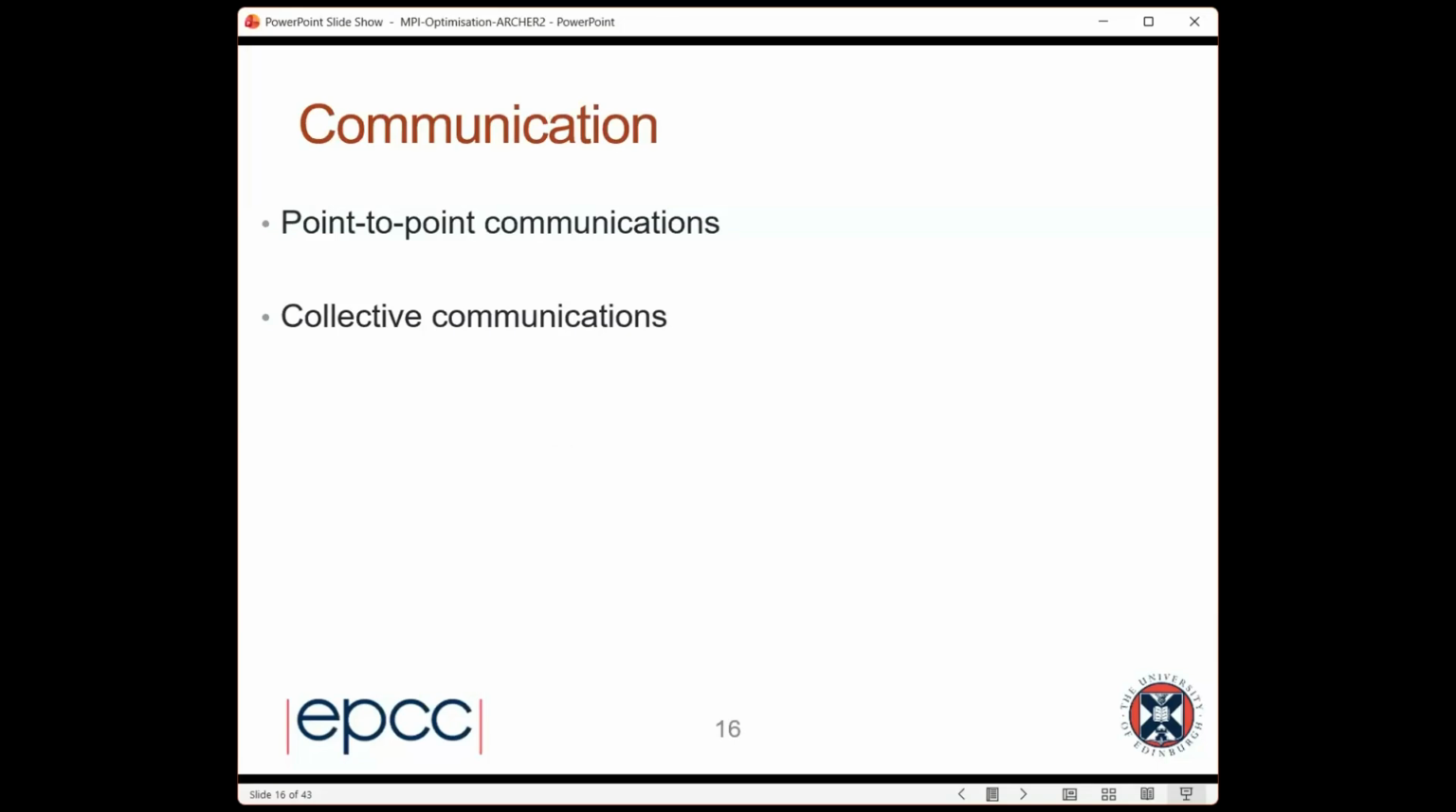So I'm going to talk a bit about the overheads inherent in communication. And I'll talk about point-to-point mainly, and then a bit about collectives.